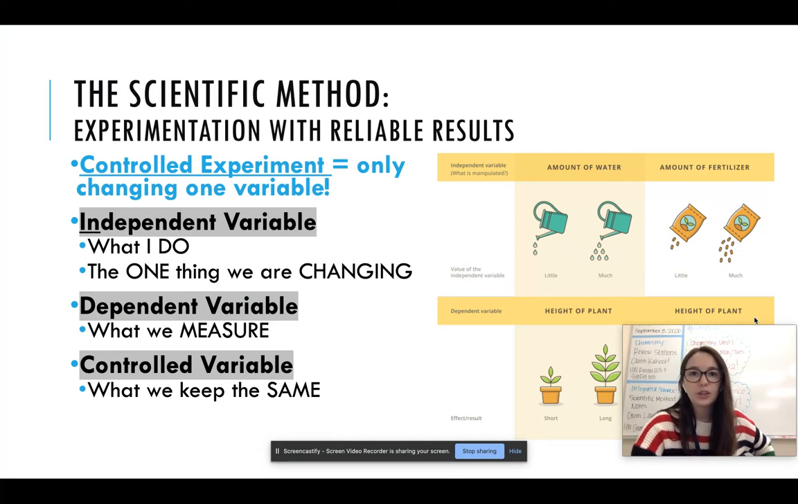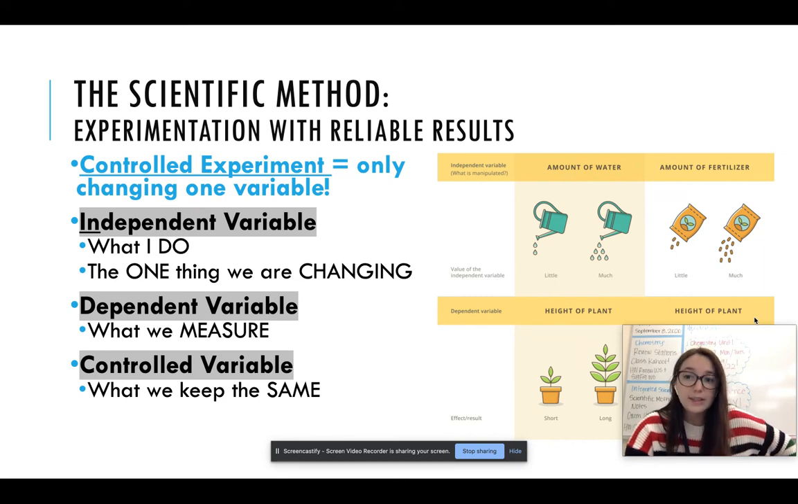First things first. Remember the scientific method, we talked about it. It's experimentation with reliable results. So there are different types of experiments that you can have. And in our class, we do a lot of controlled experiments where we're only changing one variable. So it's really easy to graph it because we're only graphing one thing.